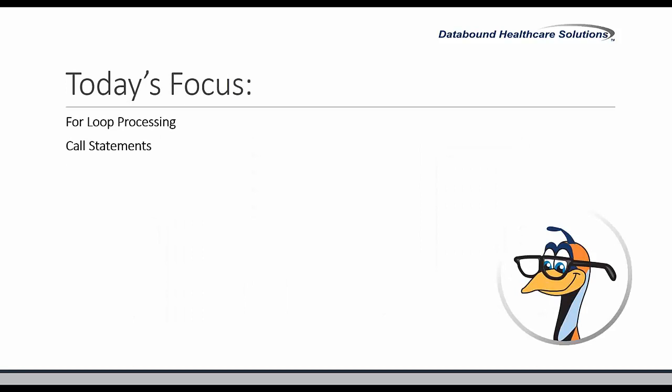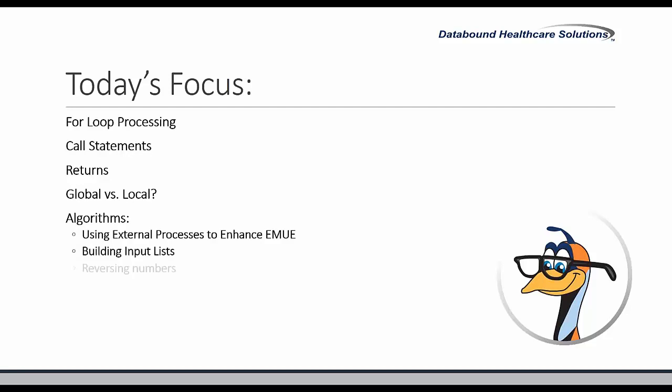So today's focus is on algorithms in EMUE and some of the ways that we can implement algorithms into our scripts to make them a little bit better, a little bit quicker, and a little bit easier for us to read. So for our focus today, we're going to be talking about for loop processing, call statements, which also go with returns, global versus local variables, and algorithms. So we have some examples of some algorithms that we put together.